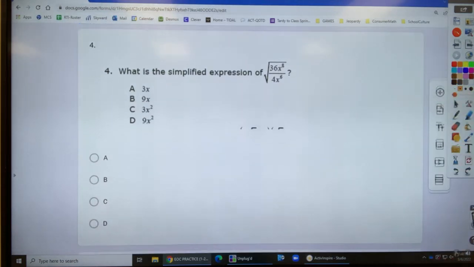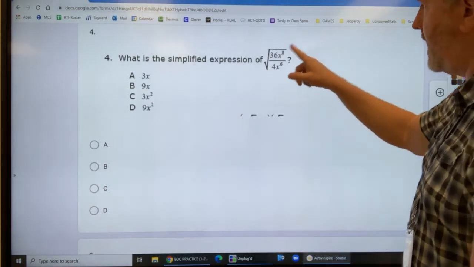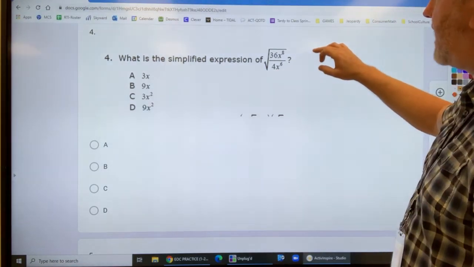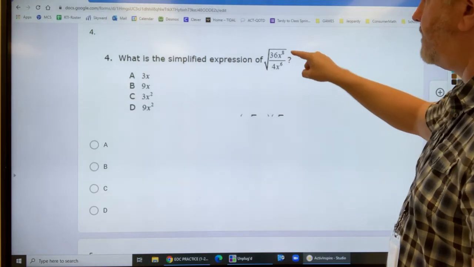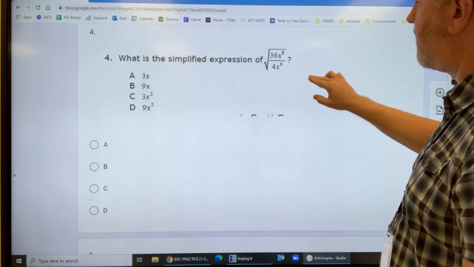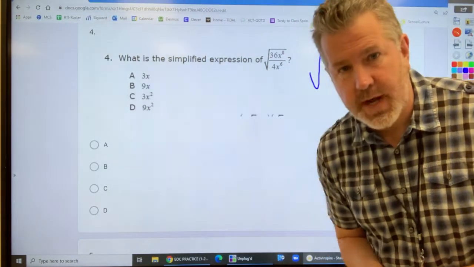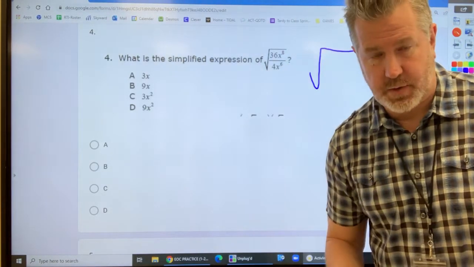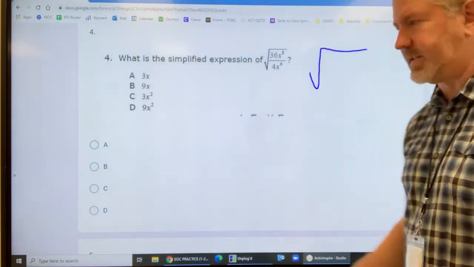Number 4, simplify the expression. More radicals and exponents, okay? Looking at the answers, I'm just going to go ahead and work out what's under the radical sign first. 36, treat numbers like numbers. Numbers always treat like numbers, okay? Then you apply different rules for exponents and coefficients and things like that.